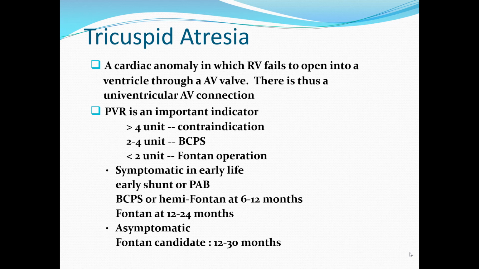What we do by bidirectional cavo-pulmonary shunt, BCPS, in this situation, is connect the superior vena cava, or either superior or inferior vena cava, to the pulmonary artery. Or we may connect both of them, the inferior and the superior vena cava, with blood directed into the pulmonary artery to be oxygenated, and we bypass the right side of the heart. This is called cavo-pulmonary shunt or Glenn shunt. If symptomatic in early life, in tricuspid atresia, we have to do some sort of shunt or PA banding.